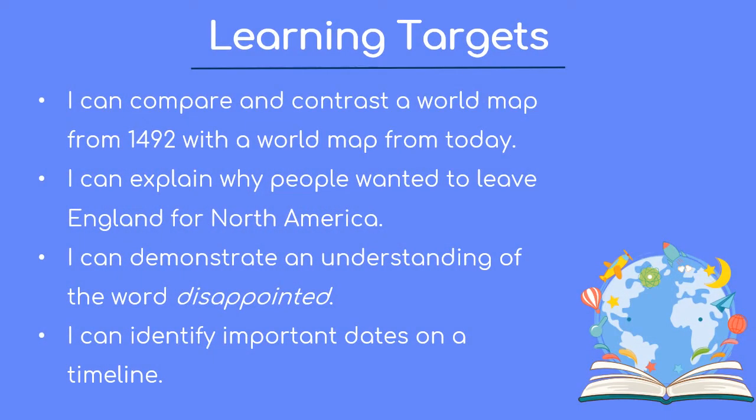Here are this lesson's learning targets. Our goals are: I can compare and contrast a world map from 1492 with a world map from today. I can explain why people wanted to leave England for North America. I can demonstrate an understanding of the word disappointed. I can identify important dates on a timeline.